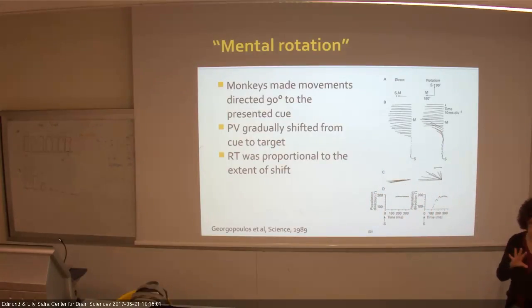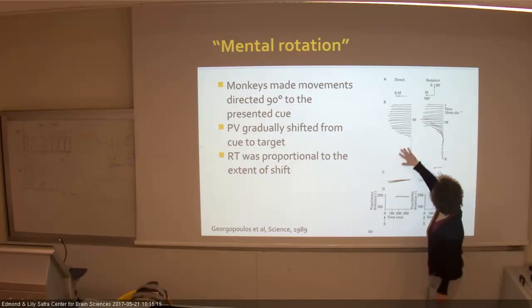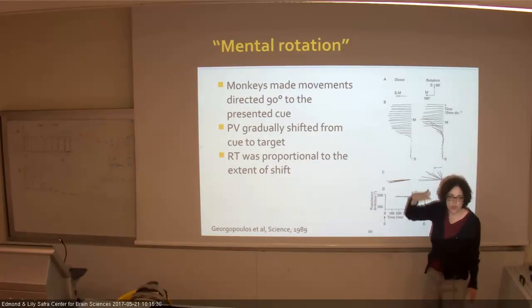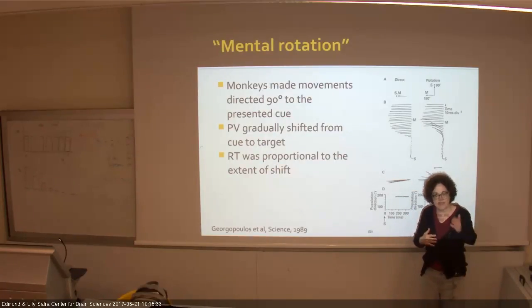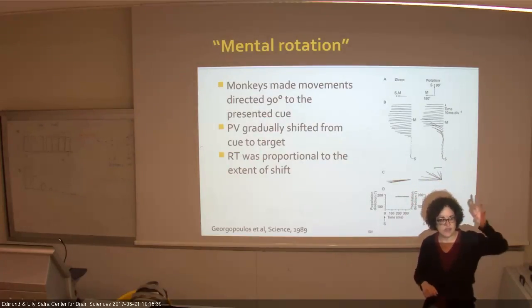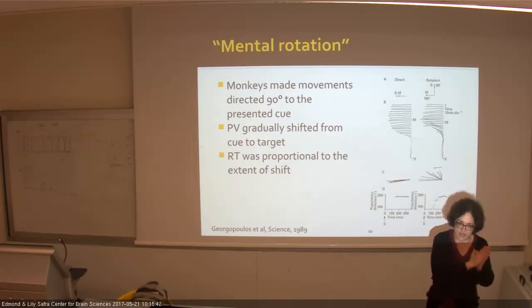In another set of trials, the monkey had to do some rotation. The movement had to be in 90 degrees to the cue. So if the cue was here, the movement had to be 90 degrees to the cue. And what he found is that in the direct trials, and again you have a delay period, soon after the stimulus occurred, the population vector points to the direction of movement. But this is not only direction of movement, this is also the direction of the cue, right? These two parameters, the cue and the movement, are aligned.